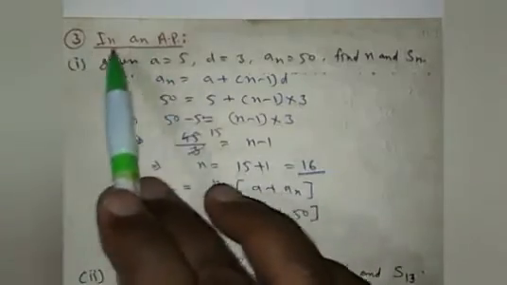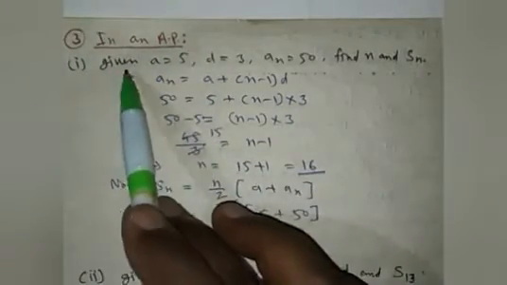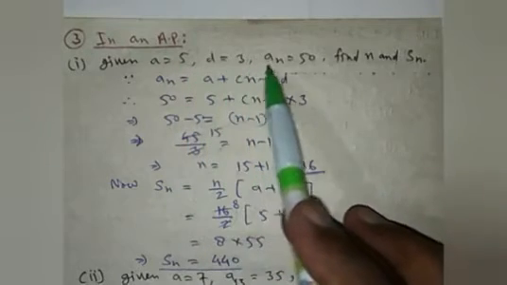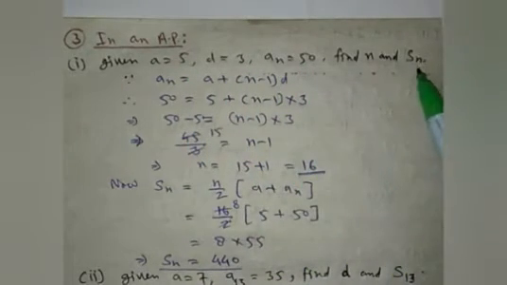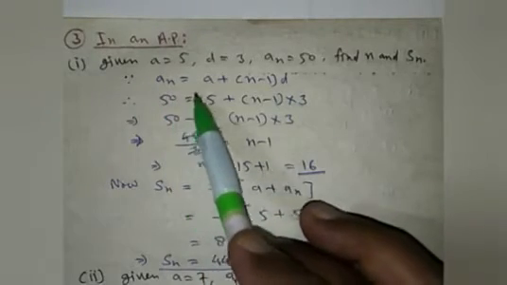Now in question 3, in an AP, first part is given a equal to 5, d equal to 3, an equal to 50, find n and Sn. So here using the formula for an equal to a plus n minus 1 into d, 50 equal to 5 plus n minus 1 into 3. So here 50 minus 5 is equal to n minus 1 into 3. Now 50 minus 5 is equal to 45 and dividing by 3 is equal to n minus 1. 45 divided by 3 is 15. So n is equal to 15 plus 1, that is equal to 16.